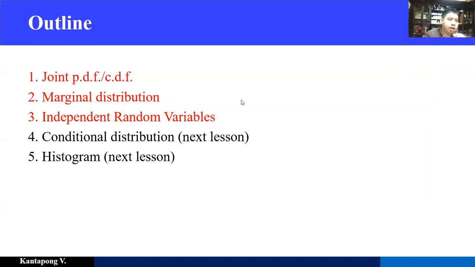So this is the outline. The first three topics will be the topics that we discuss in this video, which is lecture 19. We talk about joint PDF, joint CDF, marginal distribution, and independent random variables. You see, the topics are the same, so the intuition carries forward, but we are going to look at it in the general case. In the next session, we are going to talk about the conditional distribution and the histogram. So let's start.